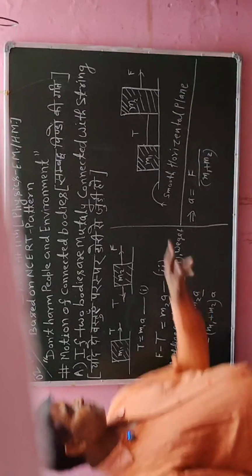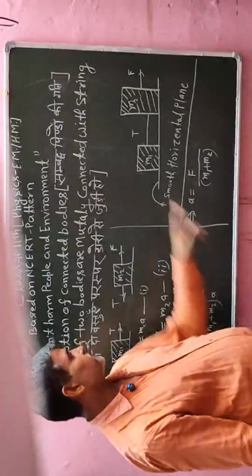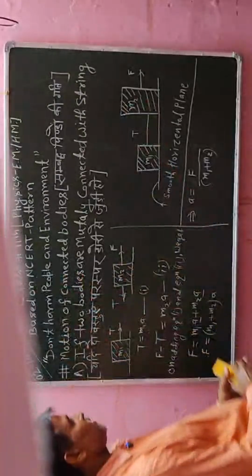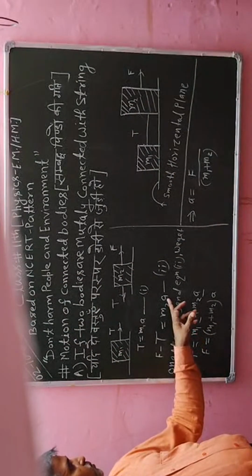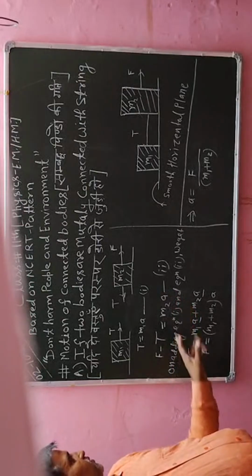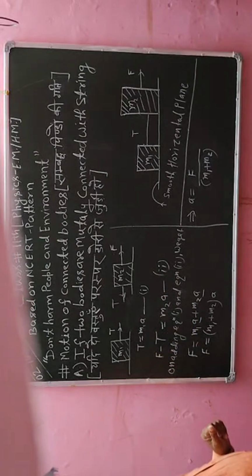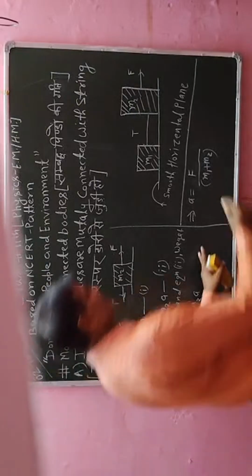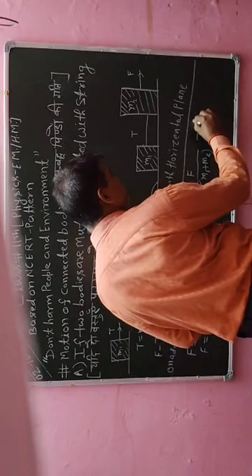Now I have to further get the value of the tension which is acting on M2. According to Newton's second law of motion, I have to put the value of A here, and after putting the value of A and simplifying, I will get its value, that is T1. Okay, so I will say this is equation number 3.